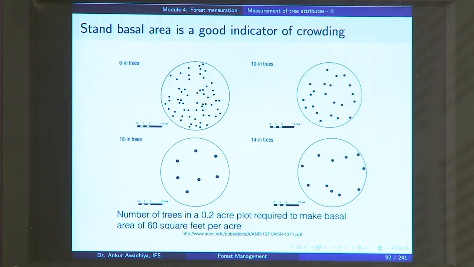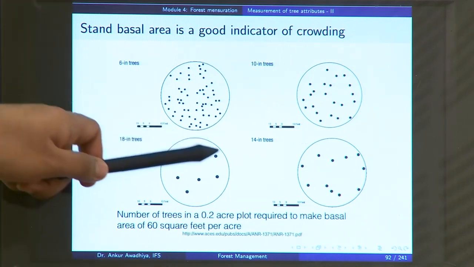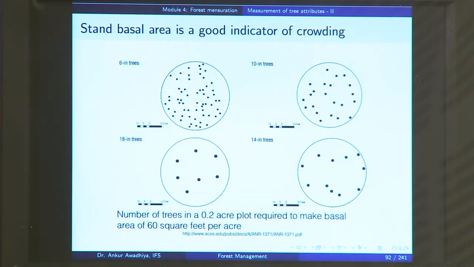Now, the amount of crowding that you have in your stand is dependent on the basal area of the stand. So, if you have a stand with a greater amount of basal area, you will say that there is a huge amount of crowding, because even though you have fewer trees, the total area occupied by these trees is so huge that your piece of land is no longer able to accommodate any more trees. So, stand basal area is a good indicator of the crowding of your stand.